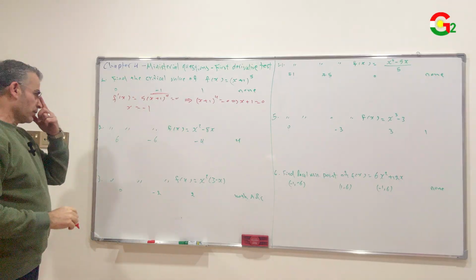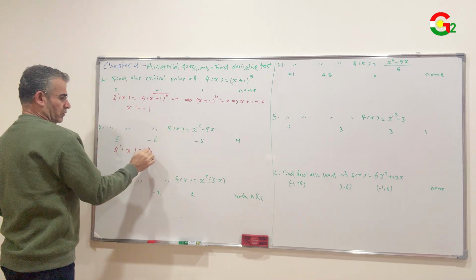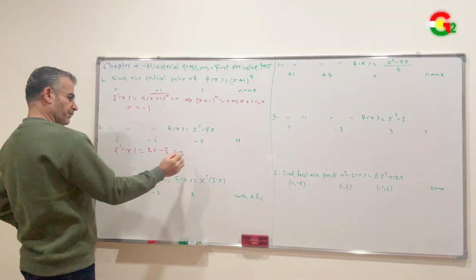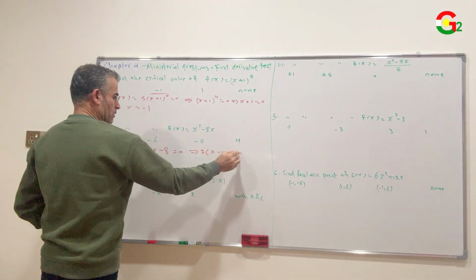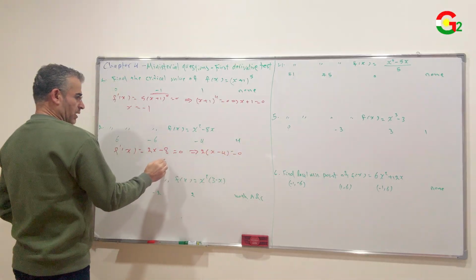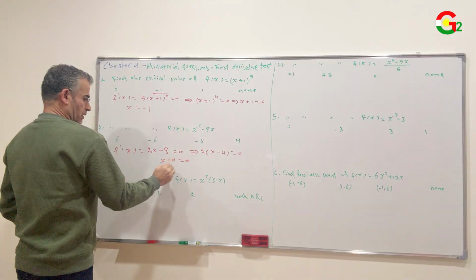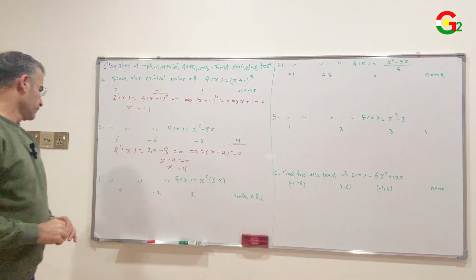Also find the critical point of this function. F prime of x equal to 2x minus 8. Set it equal to 0. Factorize by 2. Divide both sides by 2. Then x minus 4 equals 0. X equals 4. Choice D.